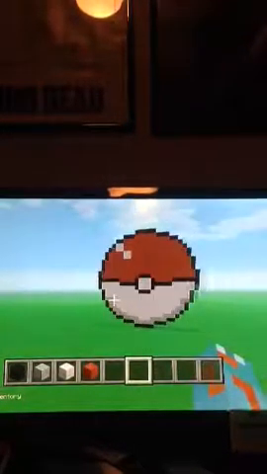Okay, this is the Pokemon ball that I've built.